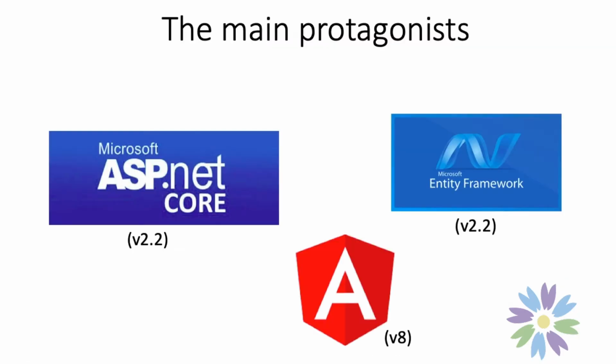Now, we do have some protagonists we're using for this particular application, and we're using Microsoft's ASP.NET Core for our web API. We're using Microsoft Entity Framework for the object relational mapper that we use to query our database and create our database. And we're also using Angular for our client-side application. Now, this course has been updated in August 2019 to accommodate the latest versions at the time of recording of ASP.NET Core and Angular, which is currently on version 8.